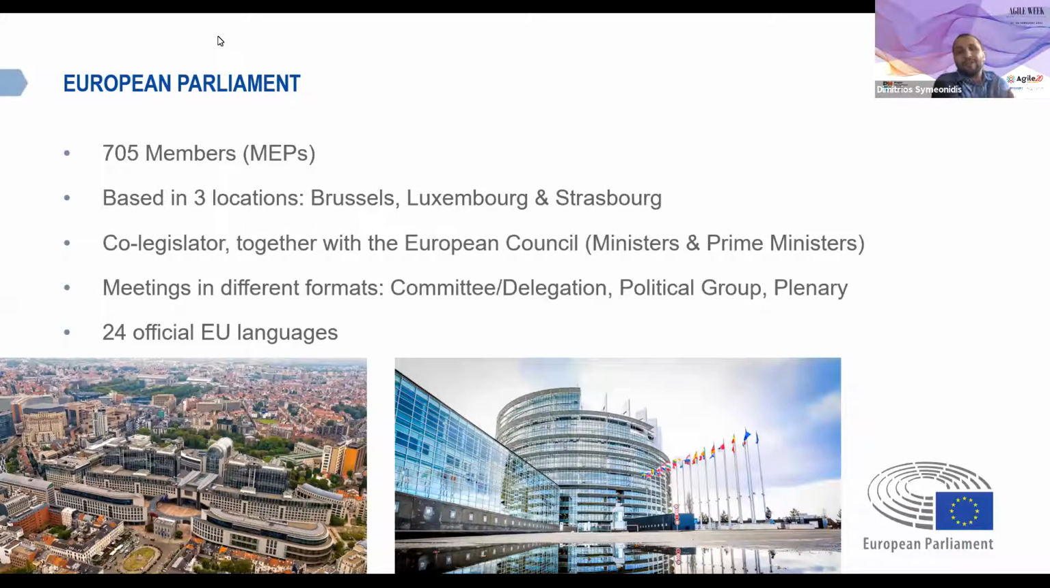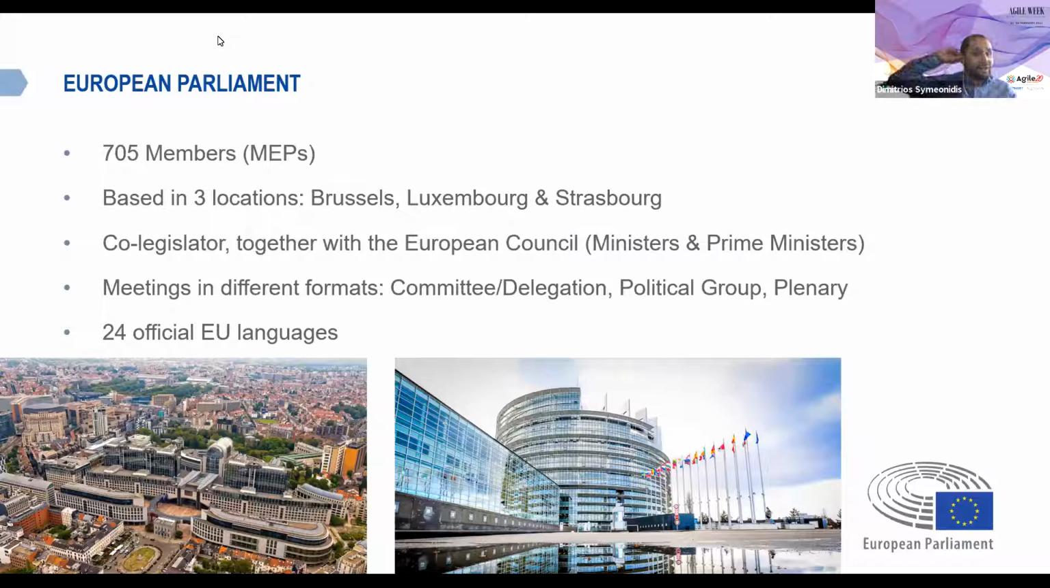Our meetings take place in different formats. So MEPs will meet sometimes in committee or delegation format. So, for example, the Committee on Industry, Committee on Agriculture, or the Delegation for Relations with the United States or with China. Then they meet also in formats which are called political groups. Imagine it like political parties. So the center left, the center right, etc. And finally, we have meetings of the plenary, where all the MEPs are involved and where the final vote takes place on a given proposed legislation.